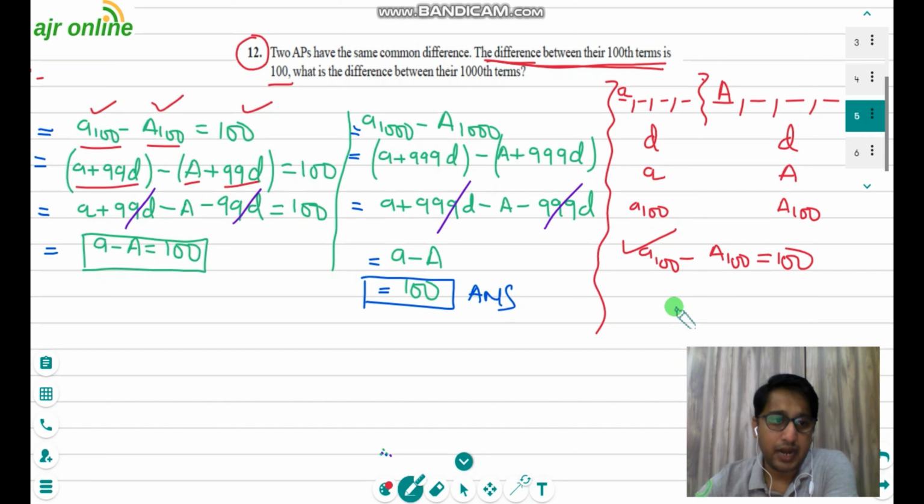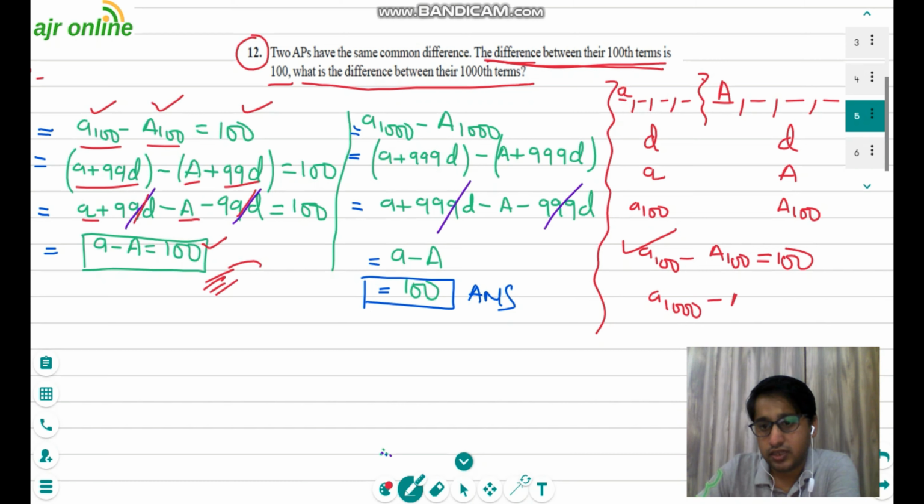Then we will open the bracket. It will be a plus 99d minus A minus 99d. This will get cancelled and small a minus capital A will come out to be 100. So we will keep this equation. It will be further used. Now afterwards the question is saying, what is the difference between their thousandth terms. इनके thousand terms का difference क्या है? It means that it is asking what is the difference between their thousandth terms.